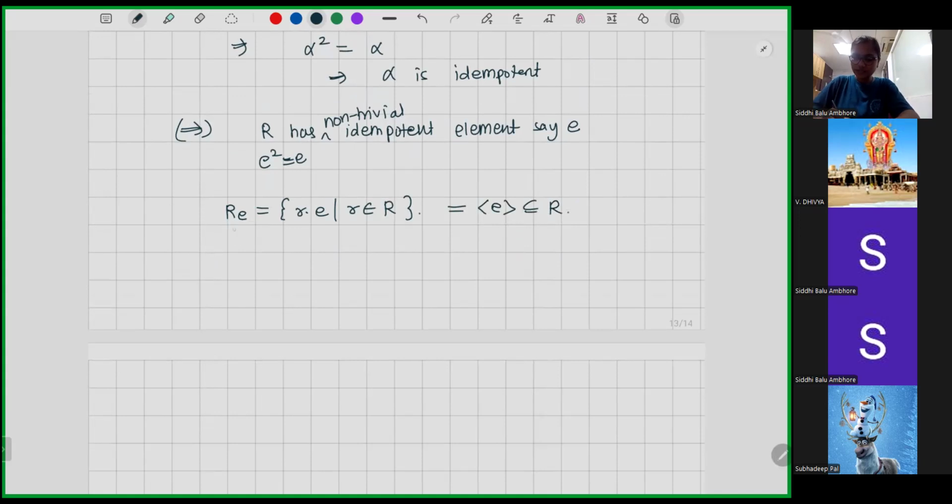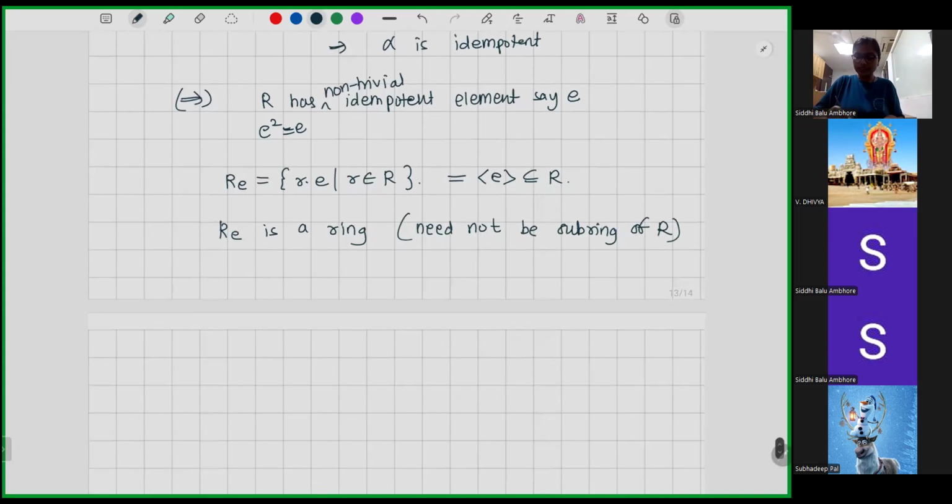But can you see that this RE is itself a ring? This RE has a ring structure. Can you give me the multiplicative identity in this set RE? So I'm saying that RE is a ring. It need not be a subring of R. So what is the multiplicative identity here?